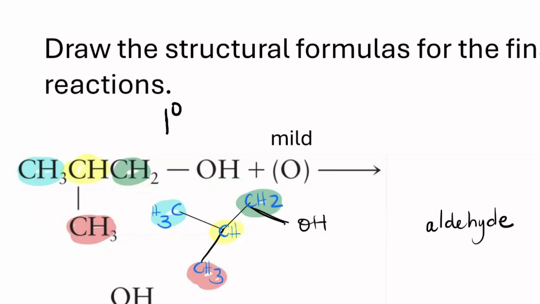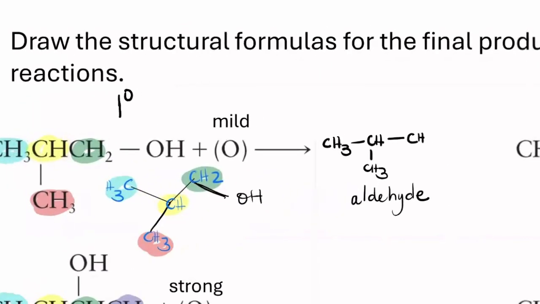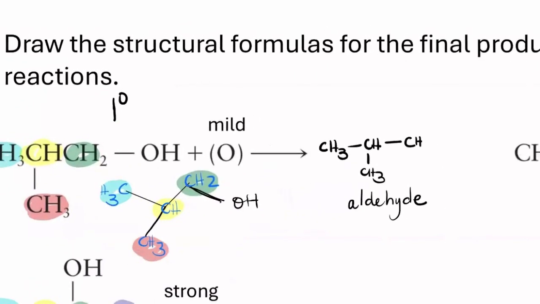So how do I draw this? If I go from the point of view of my condensed structure, I will write CH3 connected to CH, connected to CH3. The carbon lost a hydrogen, so it's just a CH. And then I'm going to specifically double bond it to the oxygen because the oxygen in the OH also lost a hydrogen.